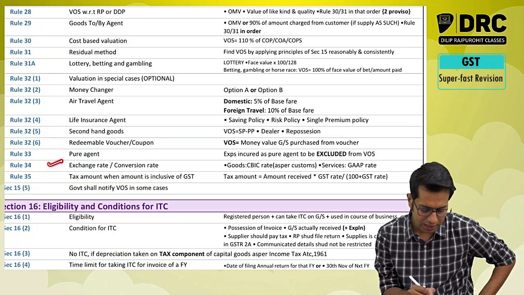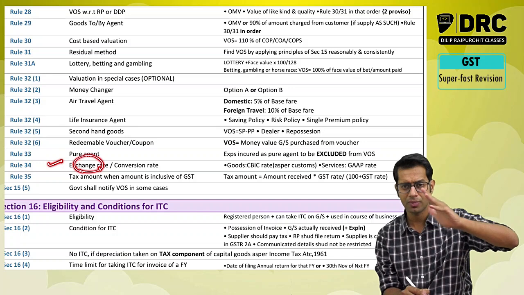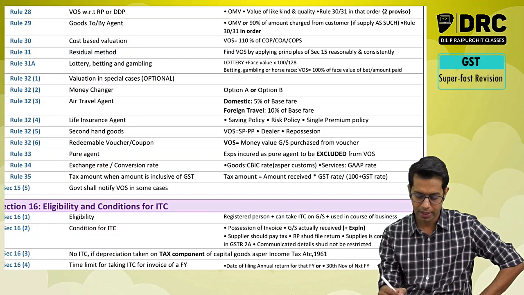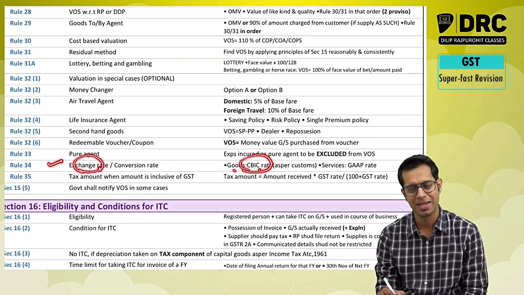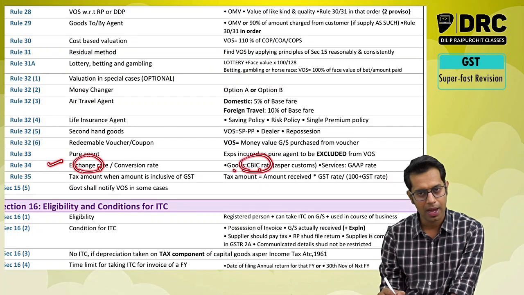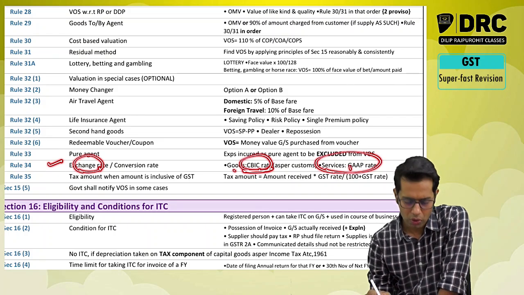And rule number 34 says the exchange rate which you are required to take whenever you are finding the value, when the values are given in foreign currency: for goods take the rate notified by CBIC, and in case of services take generally accepted accounting principle rates.